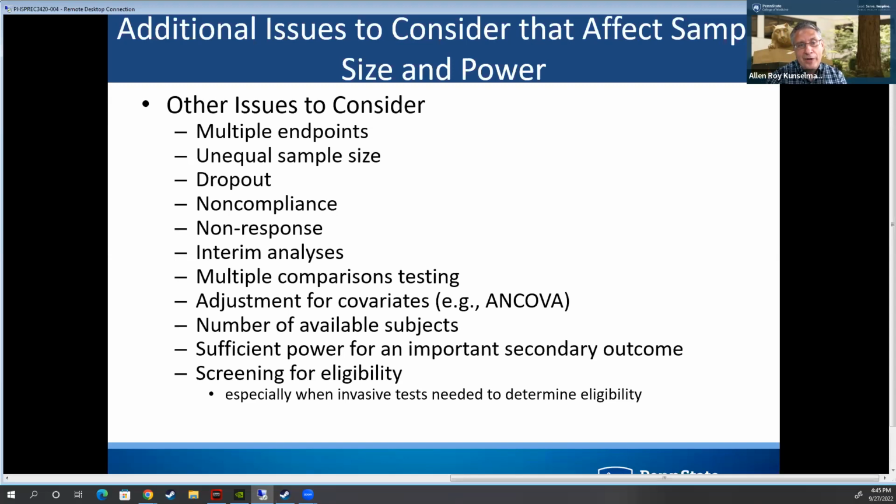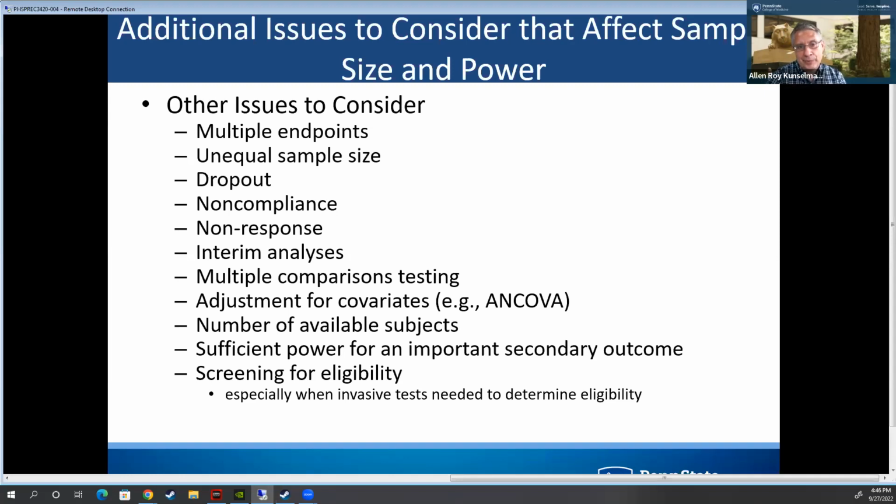That's fine. The problem is it takes more subjects to show that. So every multiple outcome you add is going to increase your sample size. And the more outcomes you have, usually, even with 2 outcomes, the sample size becomes untenable for most research projects, unless it's a huge multi-center trial.